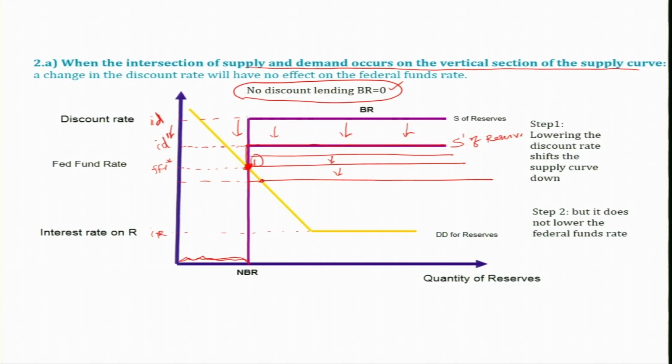Then the intersection, because this is the supply curve that is coming from the BR component. This much is coming from the NBR. After this is whatever is coming due to the change in the discount rate, that is coming from the BR part, right, the borrowed reserve.